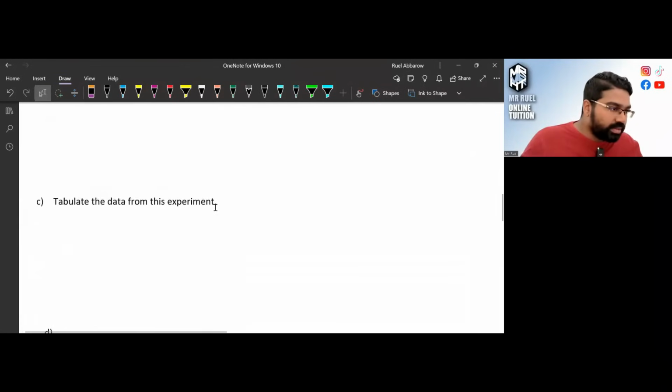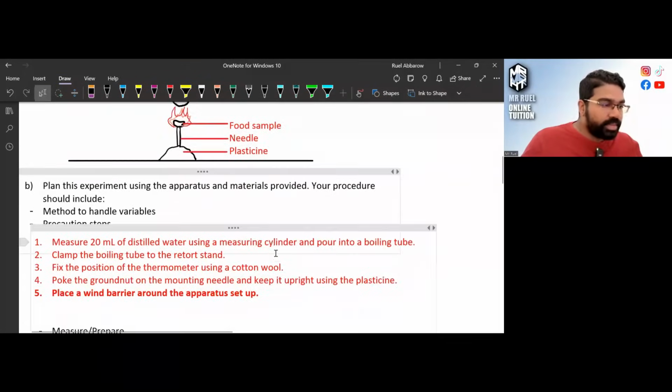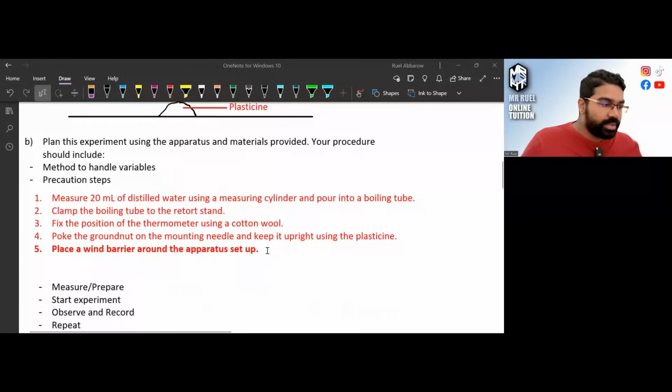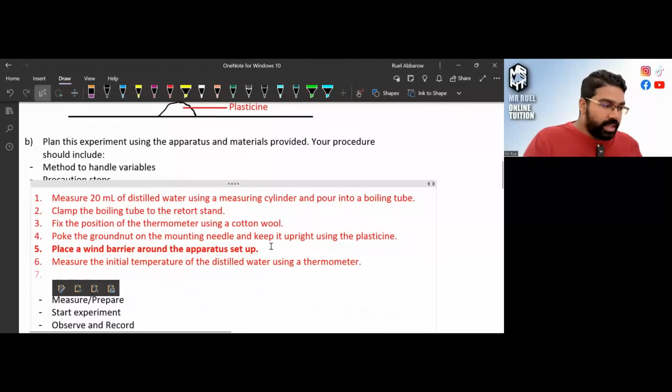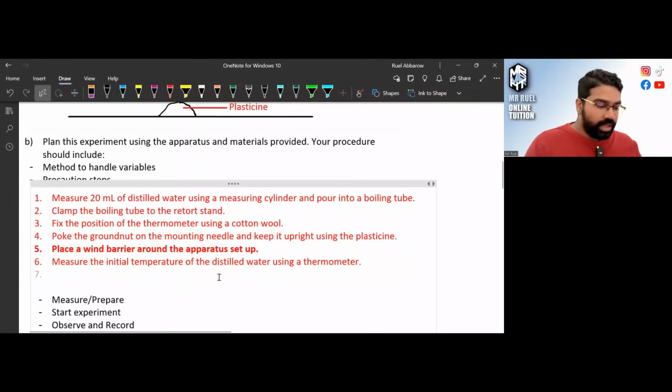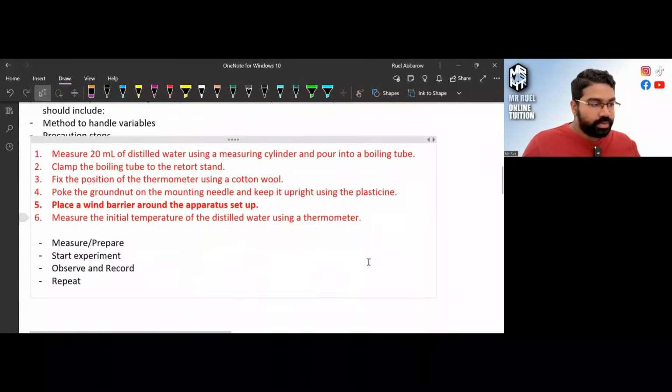So here you must state, this is the point where you measure the temperature. So measure the initial temperature of the distilled water. Once again, please state using a thermometer. Always state what is the apparatus that you use for your measurement.